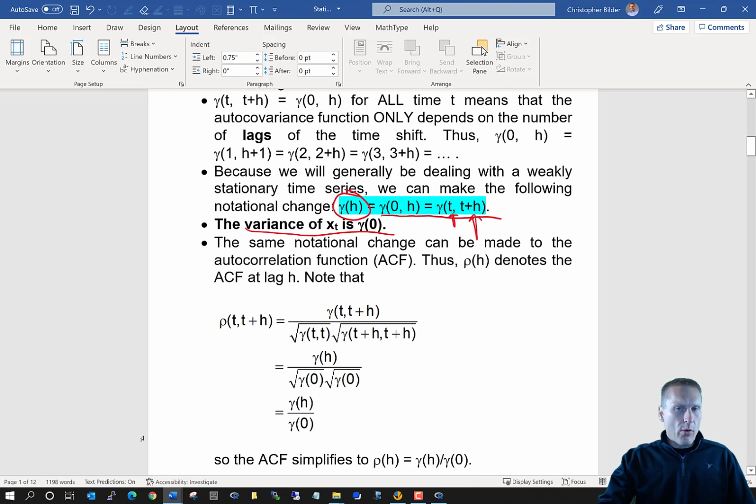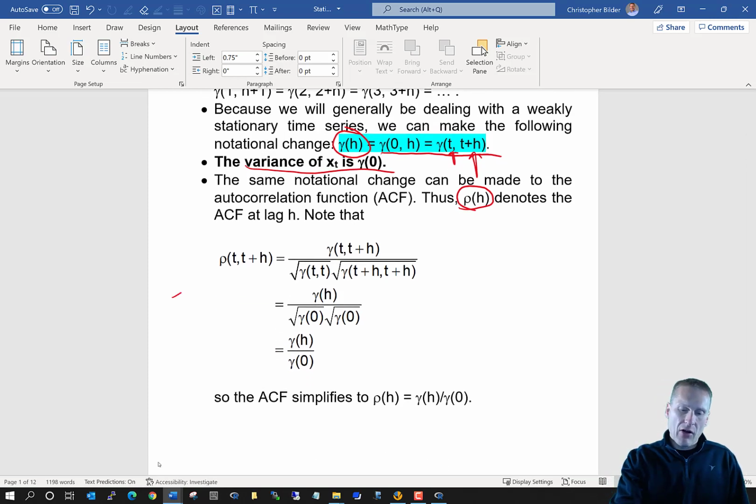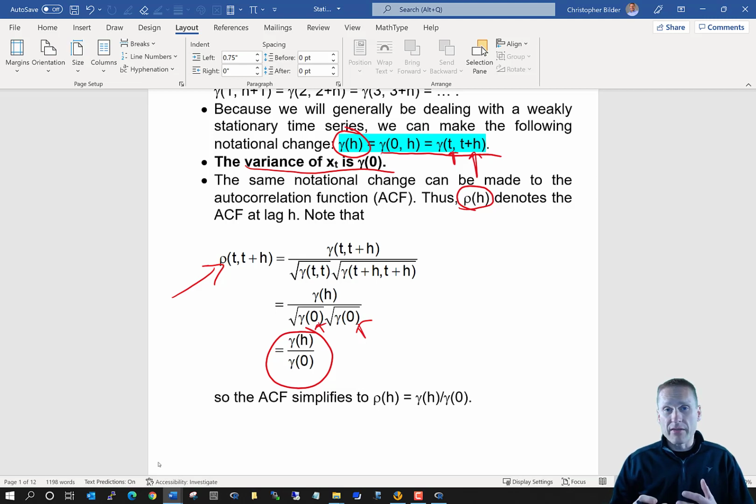Then what about our autocorrelation function? Well, we can also do a similar notational change to it. Now we can work with just rho of h, because I don't need to know what the time point is. I only need to know that h lag time shift itself. And so our autocorrelation function simplifies down to gamma of h divided by gamma of 0, because we only need gamma of 0 in that denominator for that variance, because that variance is not dependent upon a time shift.